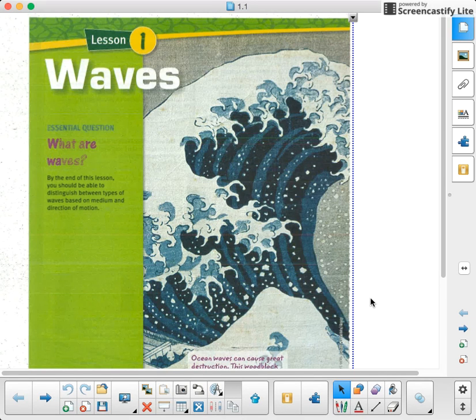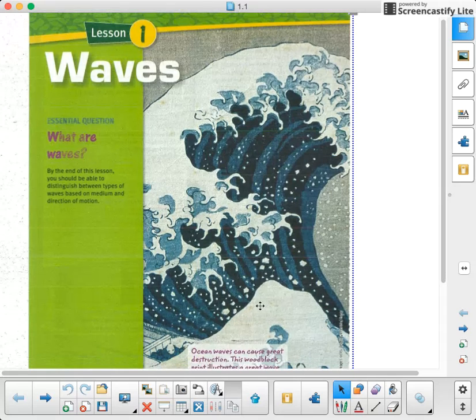These are the notes for Module J, Unit 1, Lesson 1. The topic is waves. The essential question says, what are waves? And the explanation says that by the end of this lesson, you should be able to distinguish between, or tell the difference between, types of waves based on their medium and the direction of the motion. The picture here illustrates an ocean wave, which is one of the types of waves we'll discuss in this lesson.